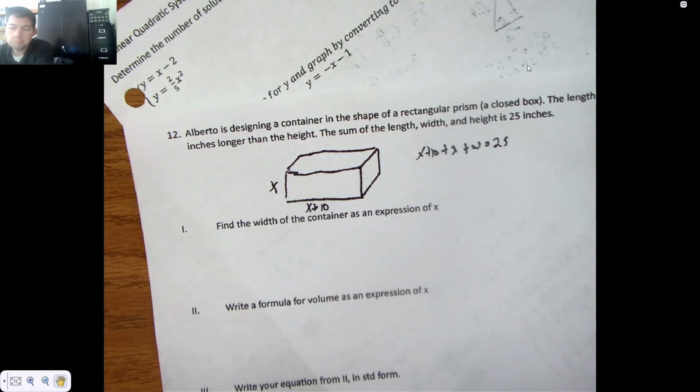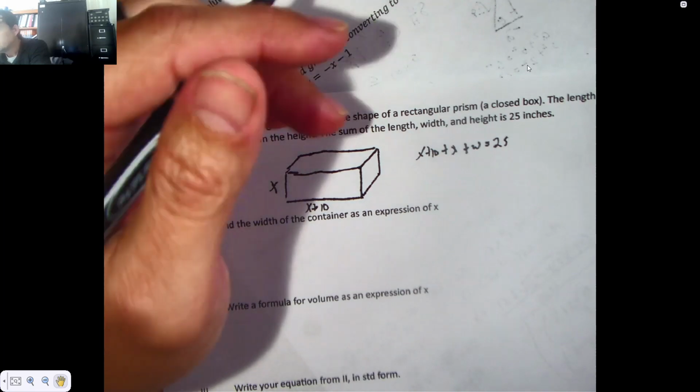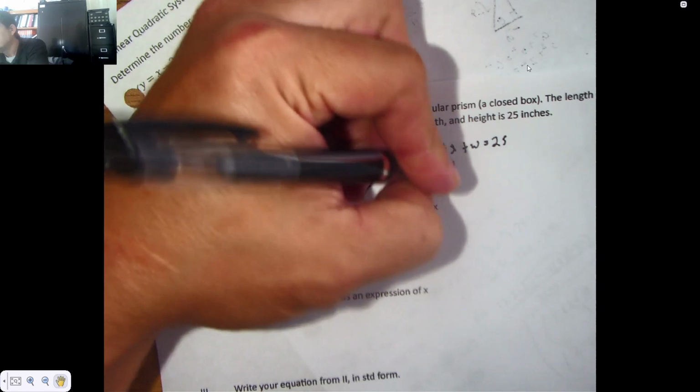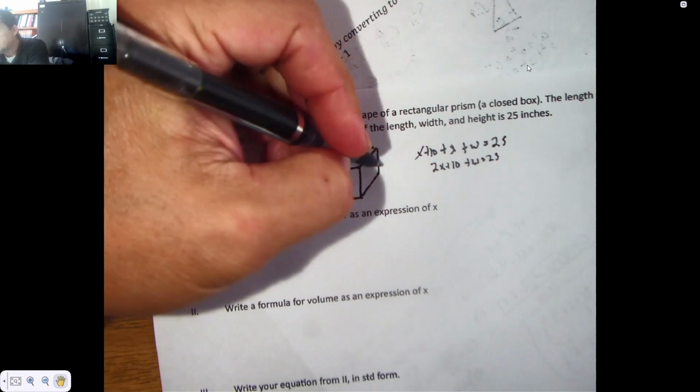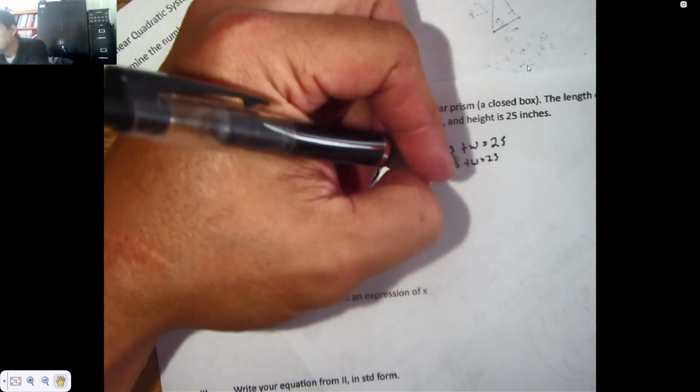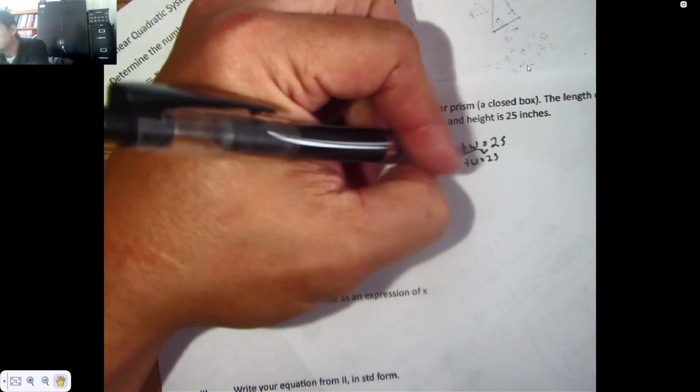See? Perfect. Now I'm going to put those three things together. Looks like I have 2x plus 10 plus w is 25. And I want an expression for the width, so I'm going to take away 2x and 10. So the width is negative 2x plus 15.